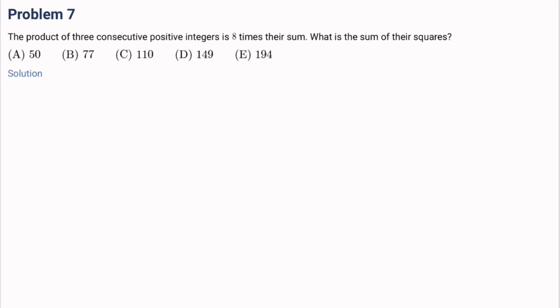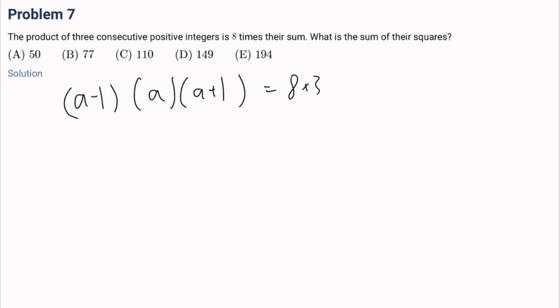Number 7, the product of 3 consecutive positive integers is 8 times their sum. What is the sum of their squares? Okay, so we have 3 consecutive positive integers, so that means we have a minus 1, a, and a plus 1, right? And their product, so these multiplied together, is 8 times their sum, 8 times 3a. So this is 24a, right?